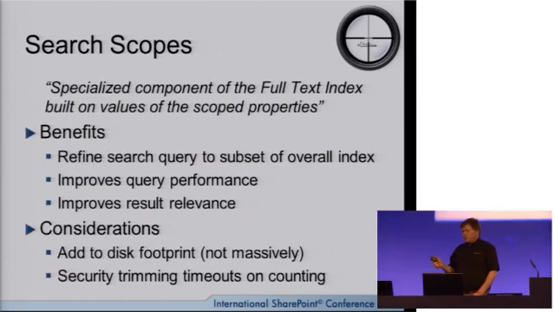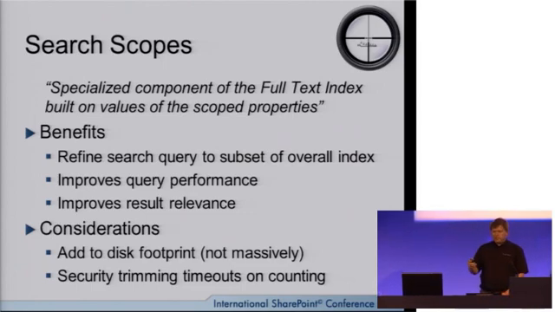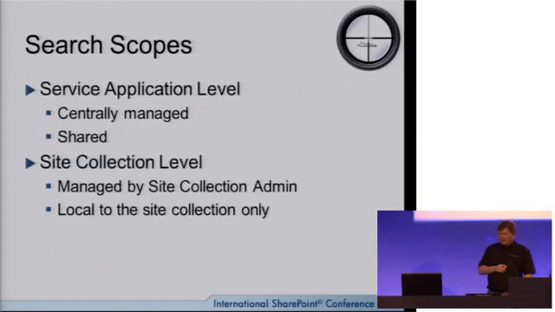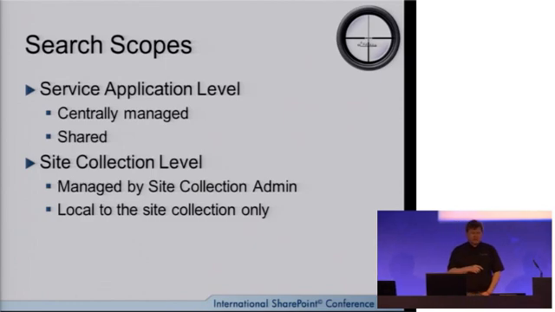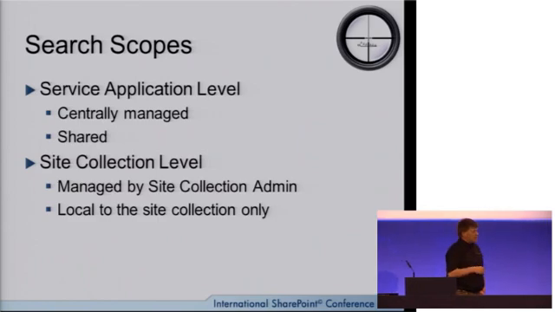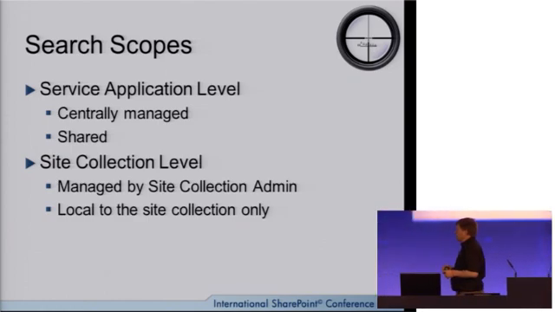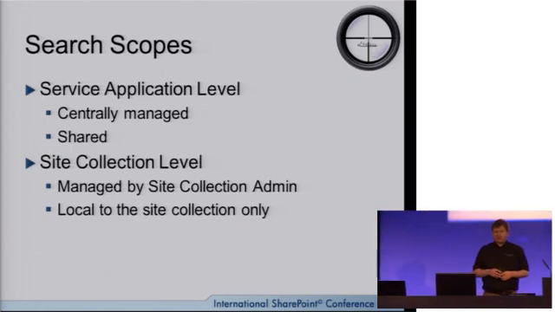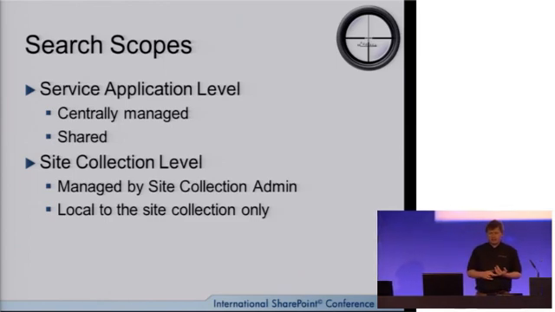It is a bug in the product, but the way around it is you can manage them with PowerShell. So just a thought, if you get into that experience, you can manage the scopes with PowerShell very easily. There's two types of scopes predominantly. Service application level scopes, what we call shared scopes, so they're managed by central admin or by the search administrator. They can be shared. So typically you think of the two that you get out of the box, all sites and people. Those are typical examples. And also at the site collection level, where they can be managed by the site collection admin, and they're local to that site collection only. So you can't share scopes amongst site collections.